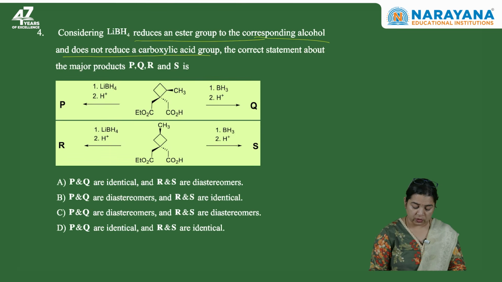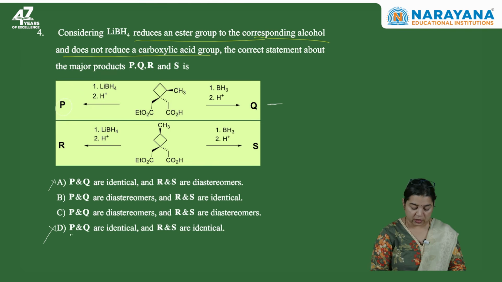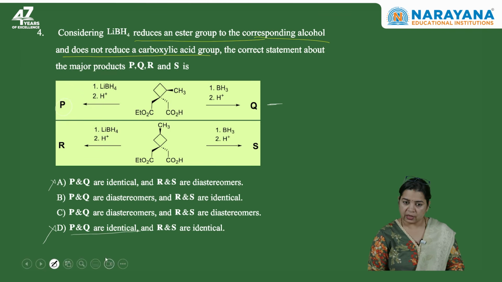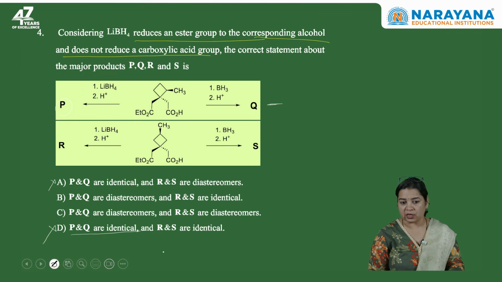Coming to options, P and Q are identical. This can't be the answer because we just proved P and Q are diastereomers. So no, P and Q are diastereomers. Yes, that is still in the race. D option is also to be eliminated because it says P and Q are identical. Right? Now let us see amongst B and C what to select. RS are identical or are diastereomeric.